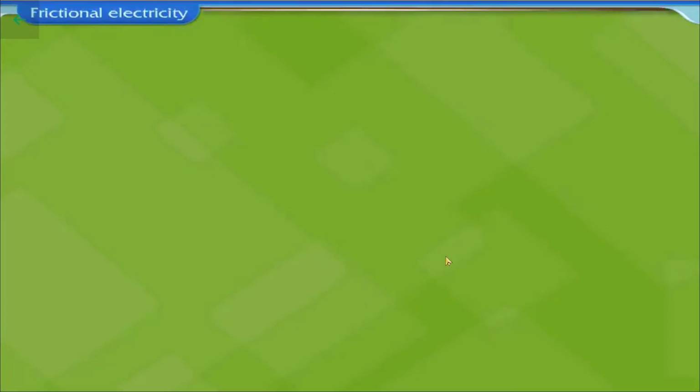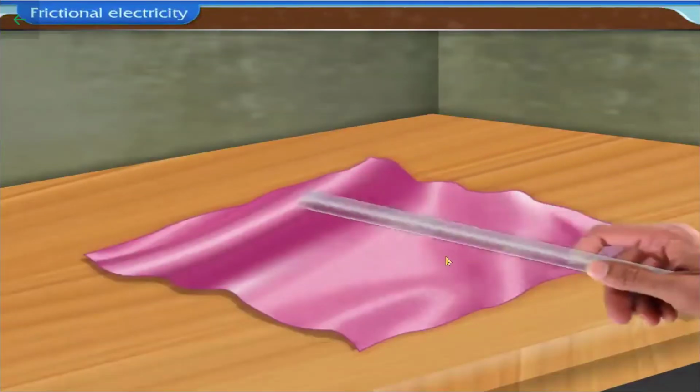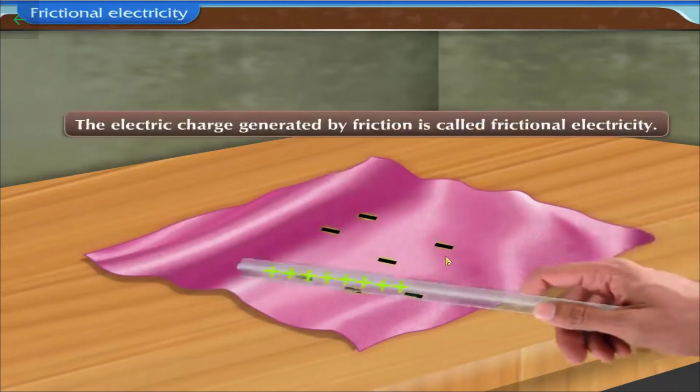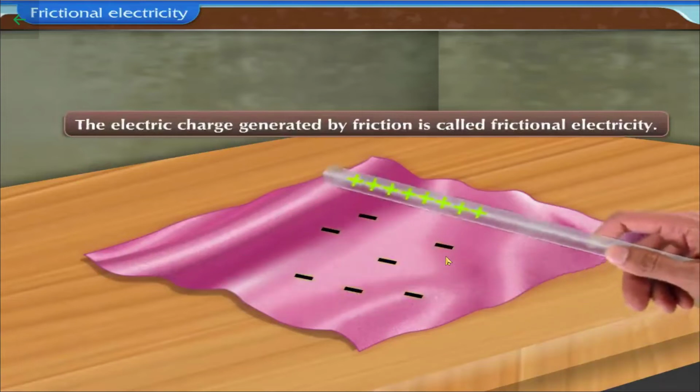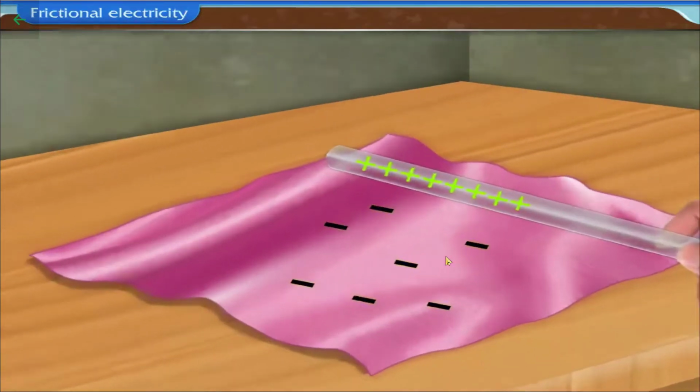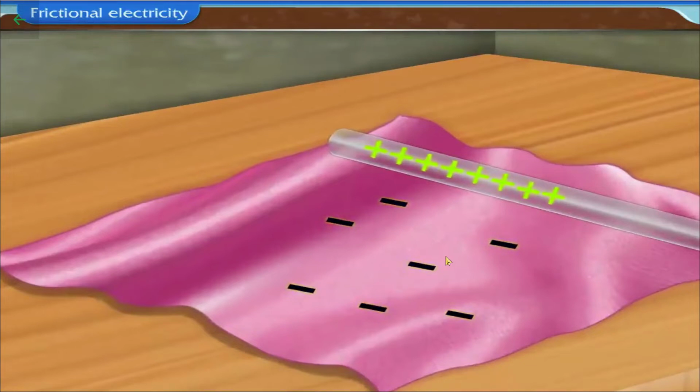Frictional electricity. When we rub two objects vigorously, a force called friction resists the relative motion of surfaces and generates electric charge. Therefore, the electric charge generated by friction is called frictional electricity. Since this charge is produced only at the place of friction and it remains still on the object, therefore it is called static electricity.